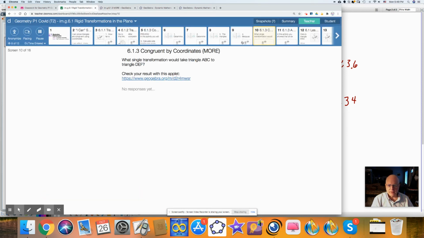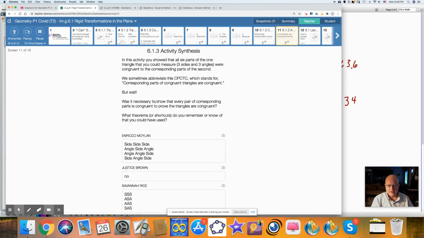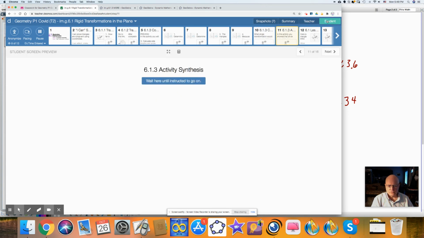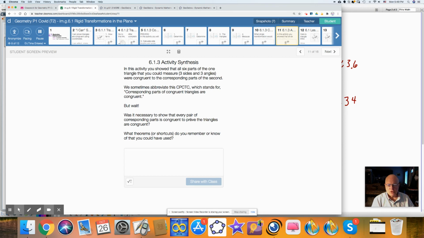Now, in this activity, you showed that all 6 parts of one triangle were congruent to the 6 parts of the other, 3 sides and 3 angles. This was a review of what was done in first term in geometry. And we used CPCTC, corresponding parts of congruent triangles or congruent figures are congruent. But wait, was it necessary to show that every pair of corresponding parts was congruent in order to show that the 2 triangles were congruent?